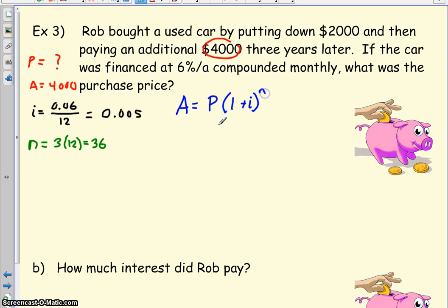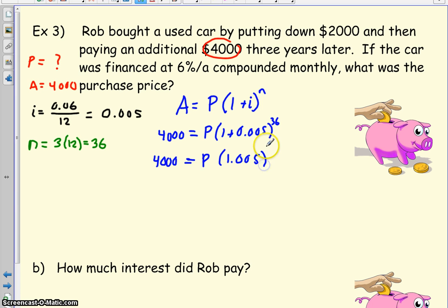So we know it was worth 4,000. We don't know how much he initially borrowed. You'll see what we have to do is eventually solve for P. So just to simplify the right side a bit, this gives you 1.005, all to the exponent of 36.